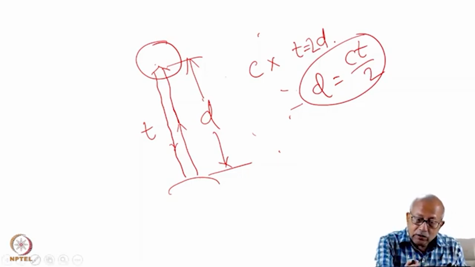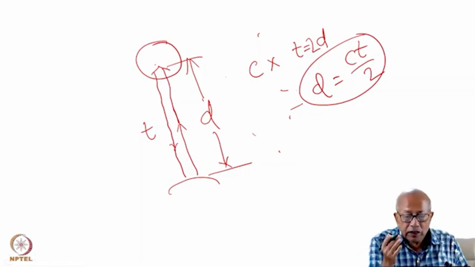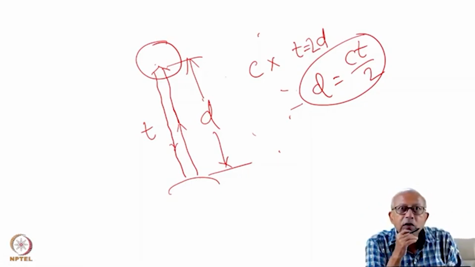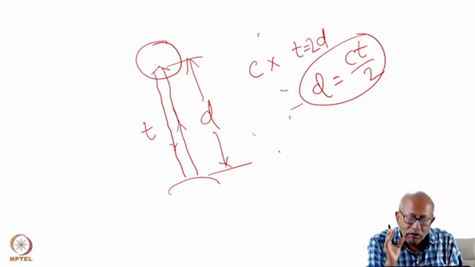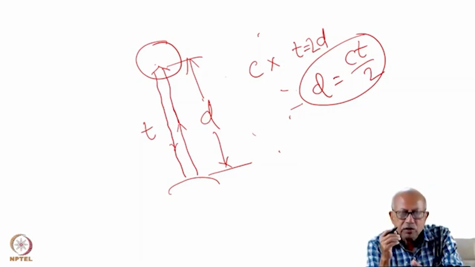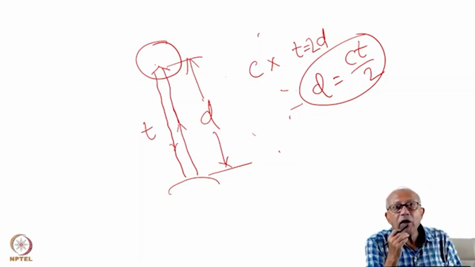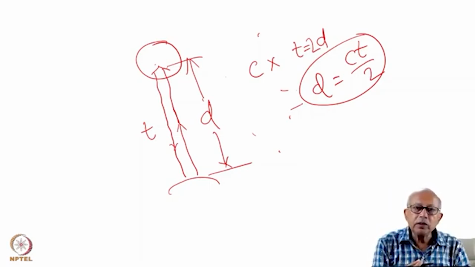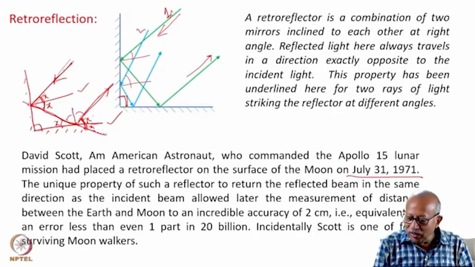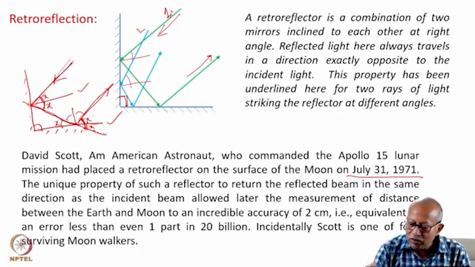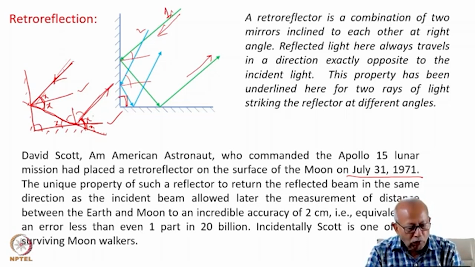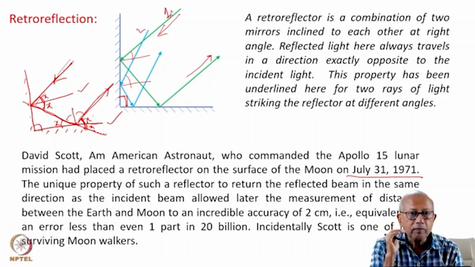So this retroreflector allowed this measurement, because otherwise light would have escaped anywhere and would not have reached back to the surface of the Earth. And of course, you needed a highly directional beam of light so that when it reached back on Earth, there was enough light to be detected. Another point I would like to mention here is that David Scott today is only one of 4 surviving moonwalkers.